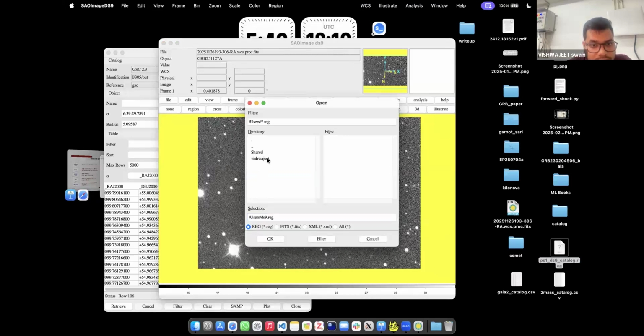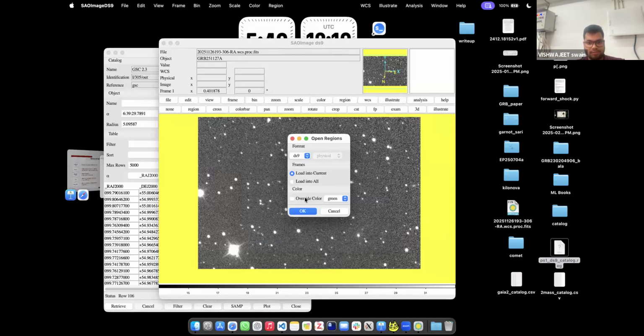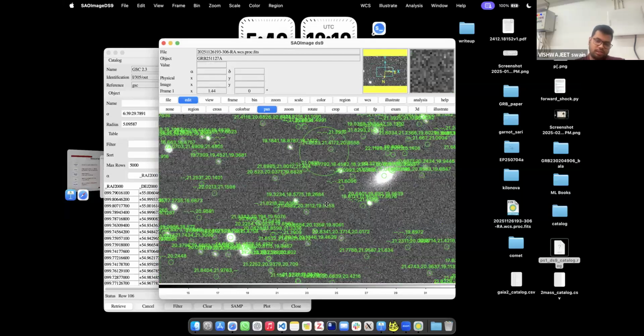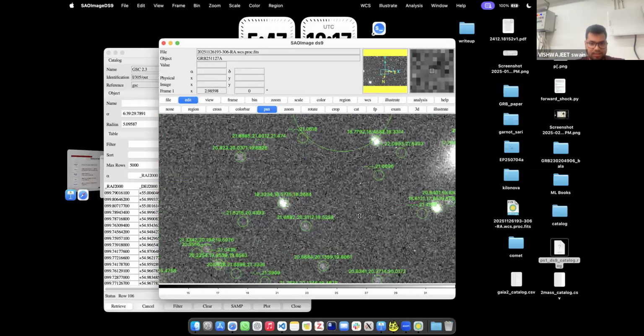Yes, so you can see it automatically detects the region file, and then we can change the color if you want, and then load it. I guess green would be better to visualize. So yeah, you can see that it queried Panstar and saved it into the region file, and then we can see all the sources which are there in Panstar.